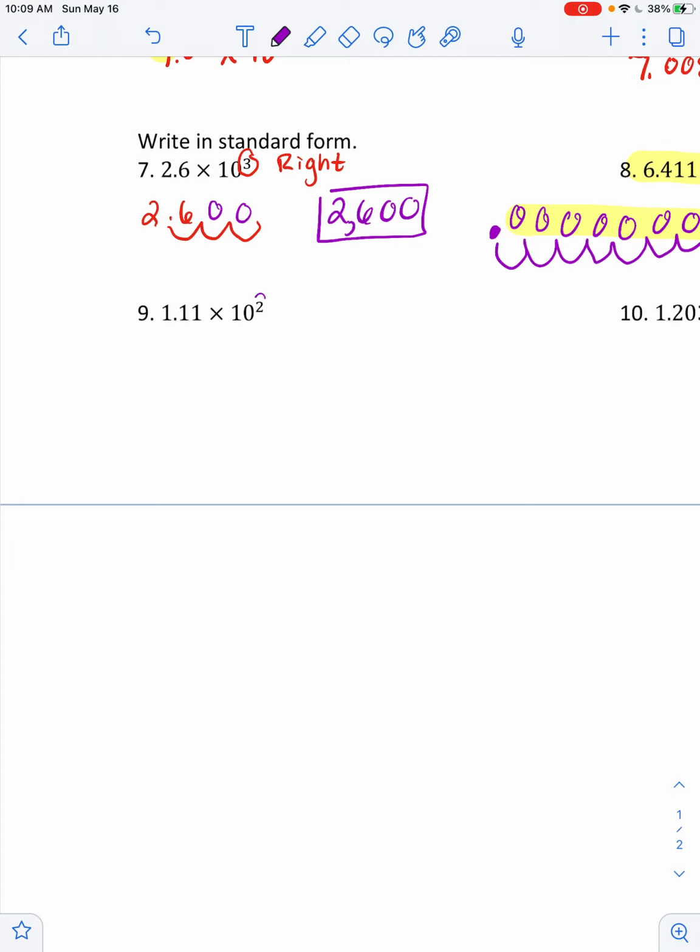Think about this one. Will you be moving to the right or left with a power of positive 2? You will move to the right. So 1.11 times 10 to the second is going to move my decimal place 2 to the right, which actually just puts it at the end. And I don't have to write the decimal at the end of a number. There's no place else to go. So 111 is my final answer.